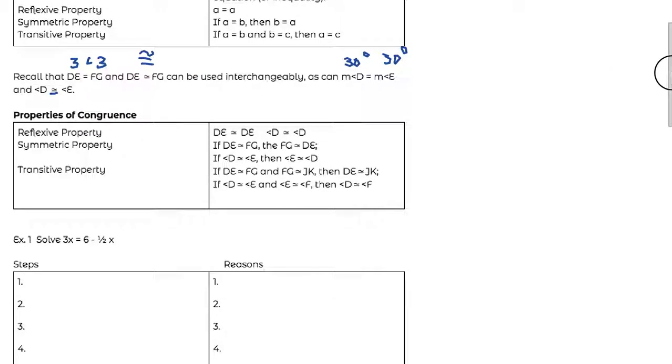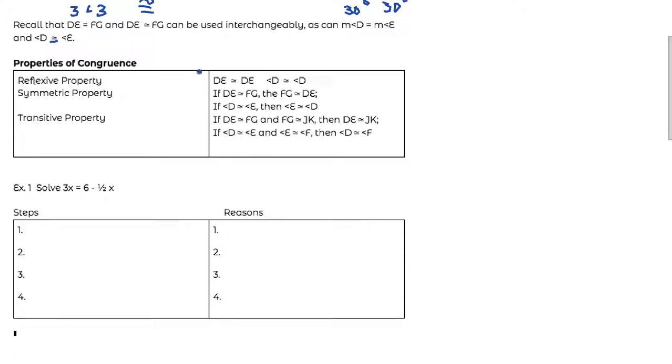The properties of congruence are the same as the properties of equality. We have the reflexive. If they're the same, they are the same. So DE is congruent to DE, angle D is congruent to angle D. These would have a line on top of them, a straight line, if they're congruent. So we would say if DE is congruent to FG, then FG is congruent to DE. That's the symmetric property, and the same with the angles. And then the transitive property: if segment DE is congruent to segment FG, and segment FG is congruent to segment JK, then segment DE is congruent to segment JK, and the same with the angles.